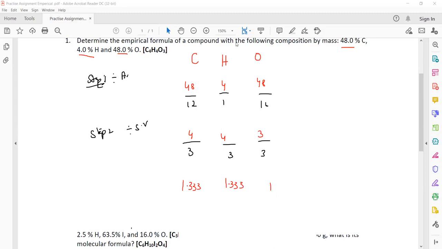Then what is step 3? In step 3, we want to represent all these numbers as whole numbers, or the simplest ratio. Whenever one of the values is 1.33, we multiply all of them by 3. So when we multiply this by 3, it will be 3.99, or 4. This will be 4 and this will be 3. So this compound's empirical formula contains 4 carbon, 4 hydrogen and 3 oxygen. So that is the answer.